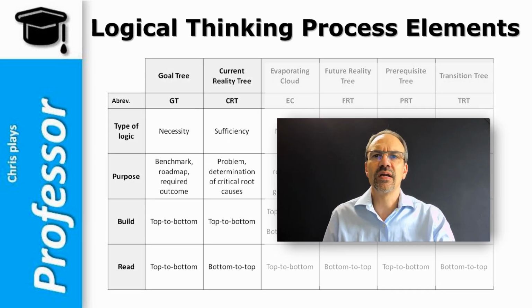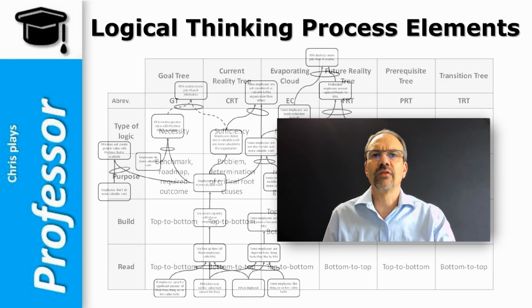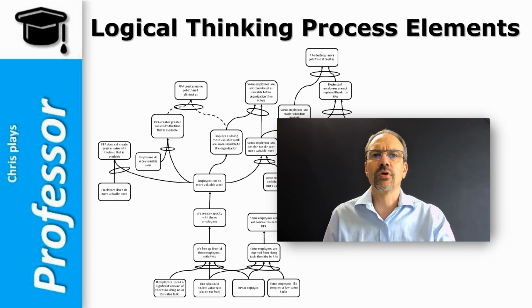Second comes the current reality tree. It is sufficiency-based. It is a great tool to drill down from the current situation, the problem symptoms, to the critical root causes, and therefore it's a great tool for problem solving. It is built top to bottom, from the symptoms to the root causes, and we read it bottom up to demonstrate the chain of causation that lead from the small number of critical root causes to the several undesirable effects, which are the visible symptoms of the problem.